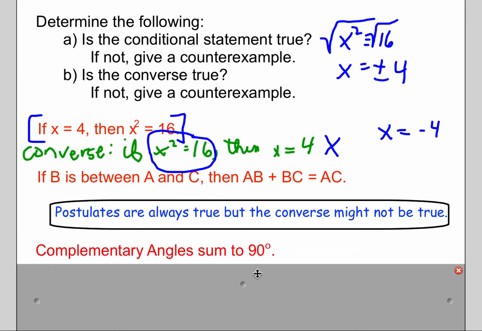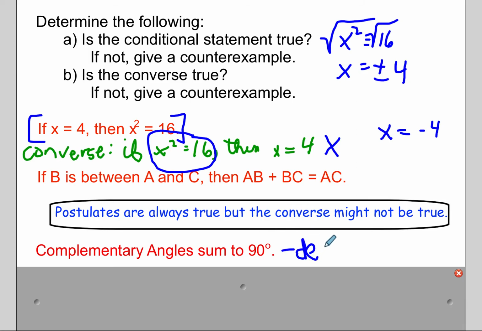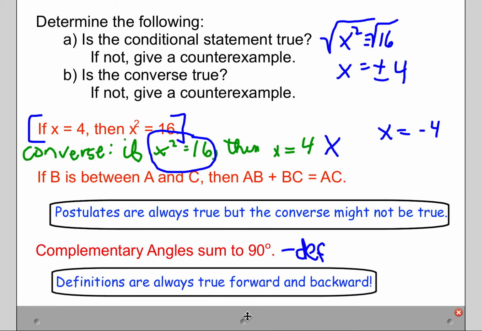And then here is: complementary angles sum to 90 degrees. That's the definition of complementary angles. And what we know about definitions is that definitions are always true both forwards and backwards. So we could say if I have two angles that are complementary, then they sum to 90 degrees. Or I could say if two angles sum to 90 degrees, then they are complementary. That is both the conditional statement and its converse, and both of those statements are true. So definitions are always true forwards and backwards. Okay. So that was just a quick little 9-minute overview of conditional statements.